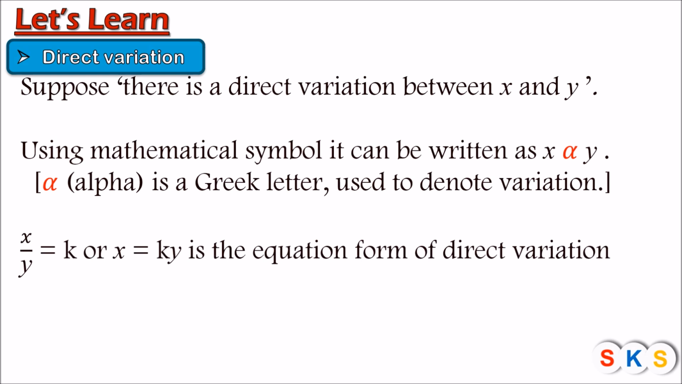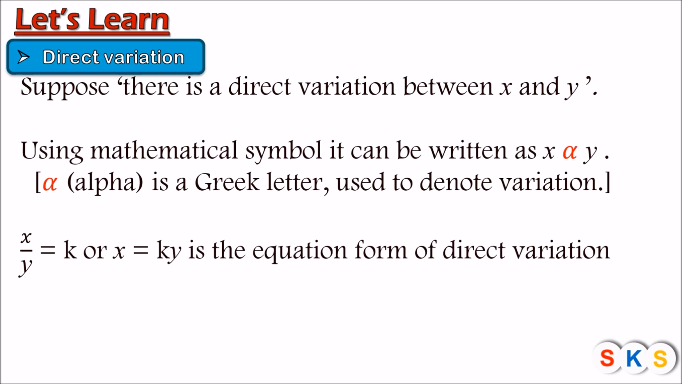x upon y equals k. As I explained, the ratio of two quantities is constant when there is a direct variation between the two quantities. Therefore, x upon y equals k, which can also be written as x equals ky. How? Because if we shift y from the left hand side to the right hand side, we get x equals k into y, that is ky.